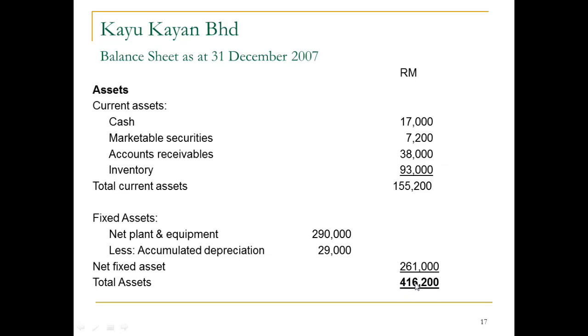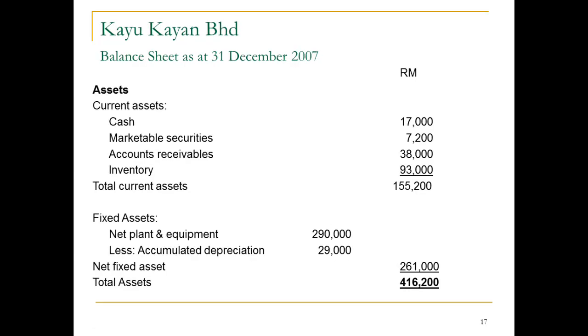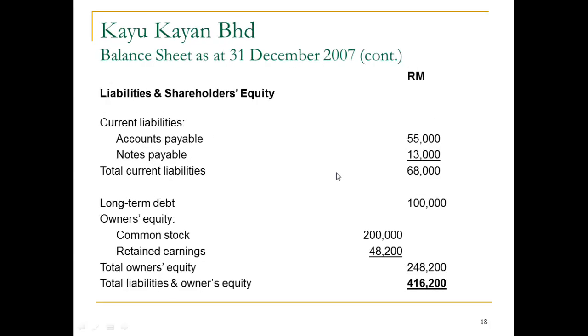416,200 ringgit. And the next one would be the liabilities and the shareholders' equity. As I mentioned before, your total assets must equal your total liabilities plus the shareholders' equity.